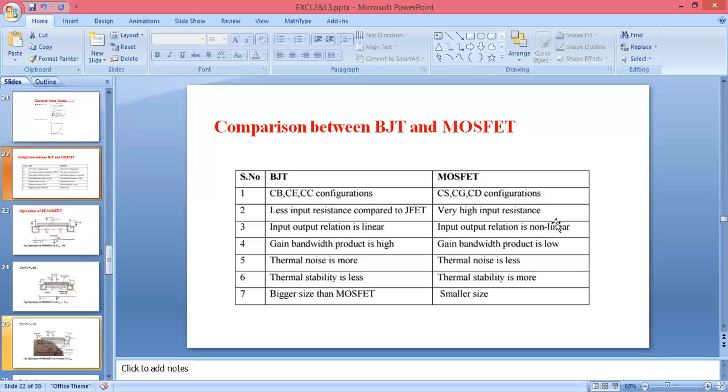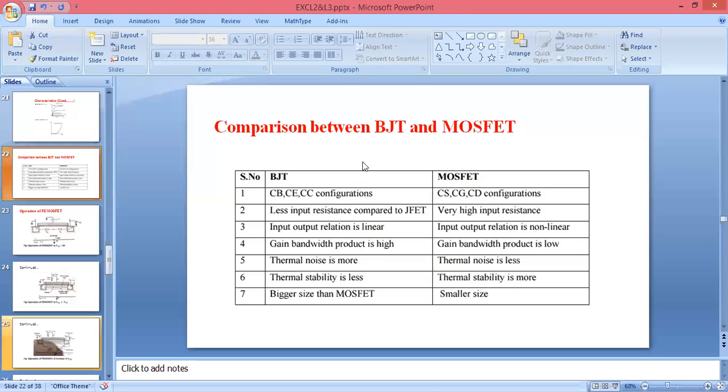After that, if we give VDS also, and the value of VDS reaches VGS minus the threshold voltage, then what happens to the value of current there? Constant. That's why we get the saturation region. So here the input output relation is non-linear. And in BJT, gain bandwidth product is high, but in MOSFET, gain bandwidth product is low. These are some differences between BJT and MOSFET.